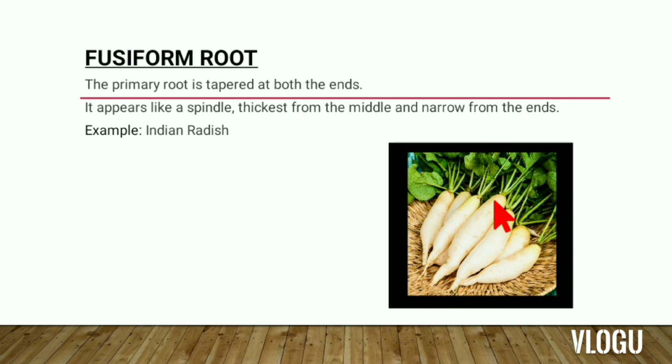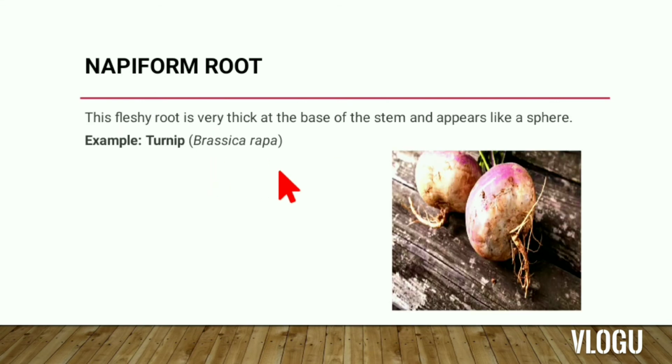And this kind of resemblance always strikes us the formation of the form of a spindle, okay, the shape of the spindles we have studied. Both the ends will be tapered, but in the middle portion it will be more fleshy and thick and bulbous. Common example is Indian radish. The next one is napiform root.